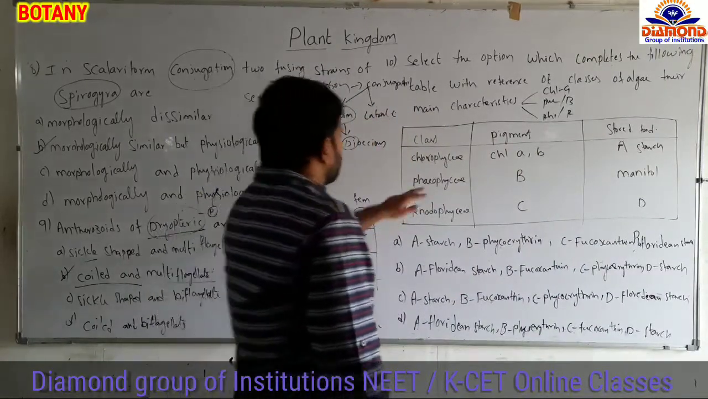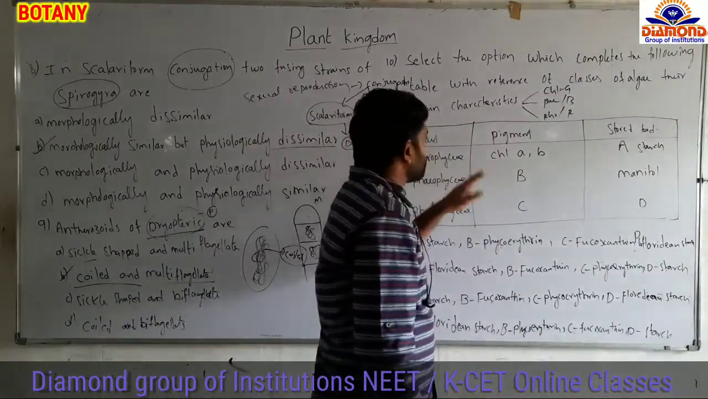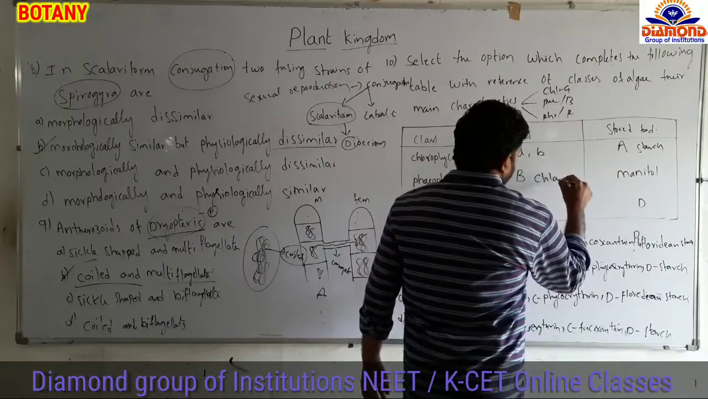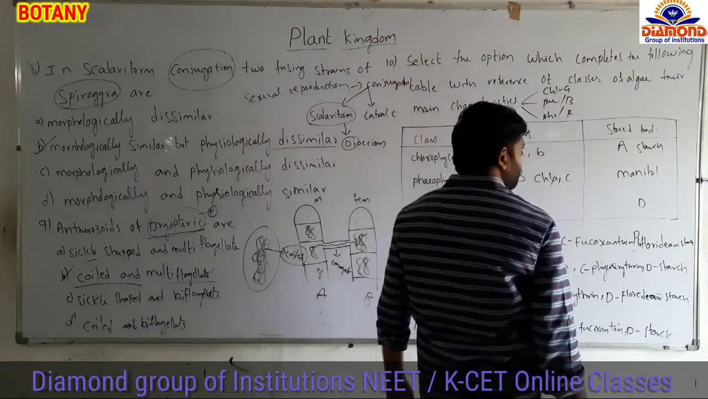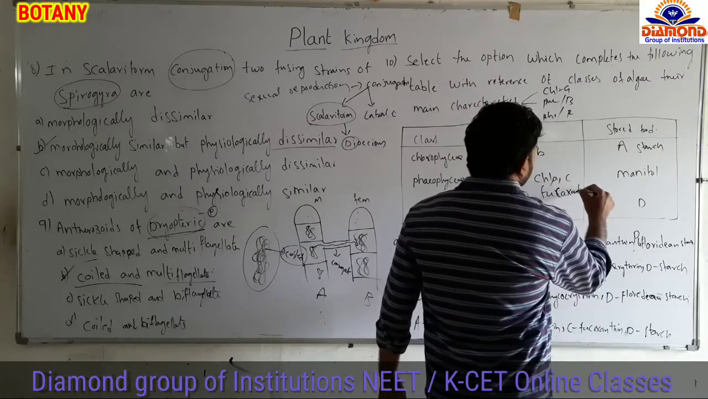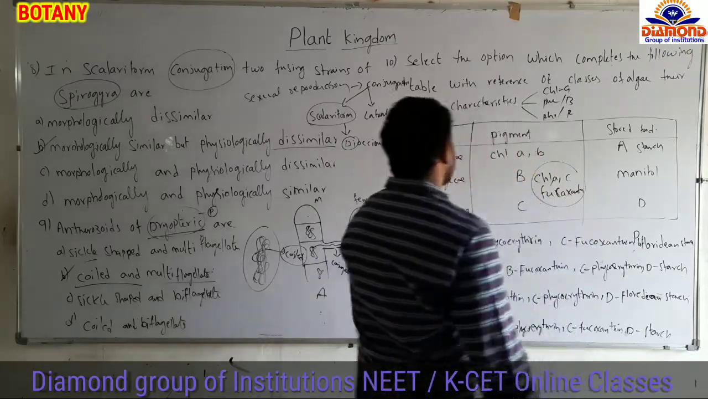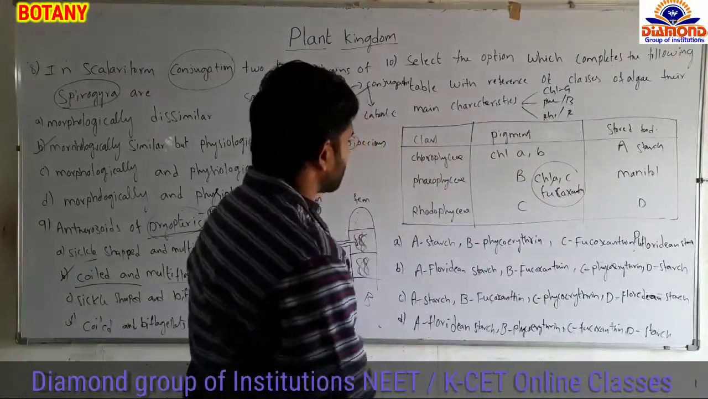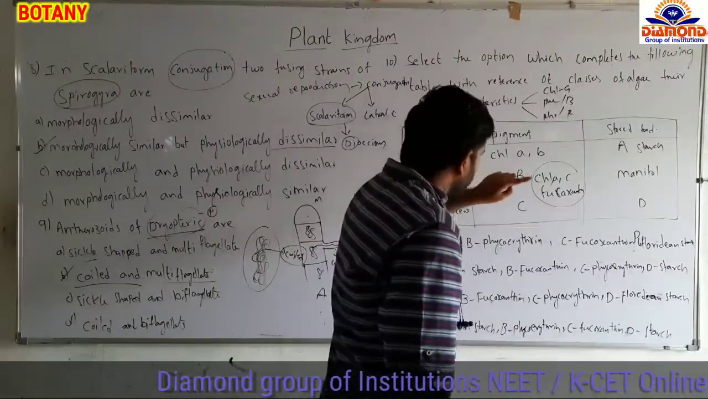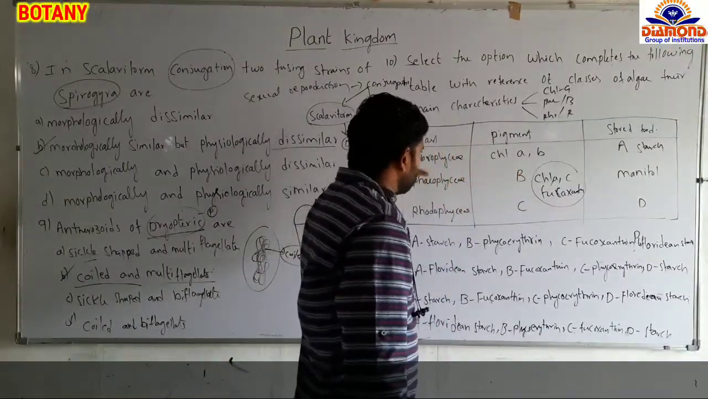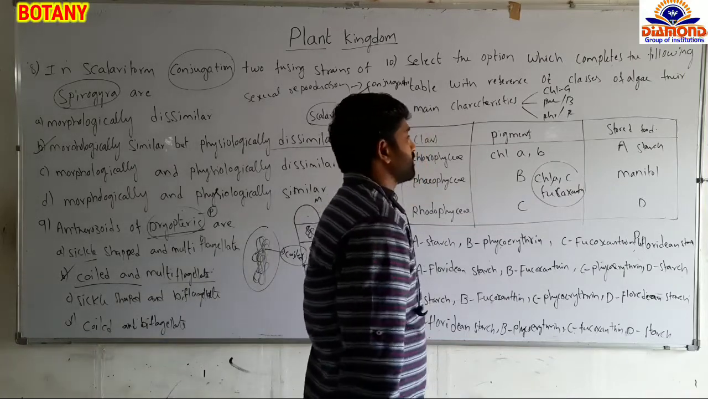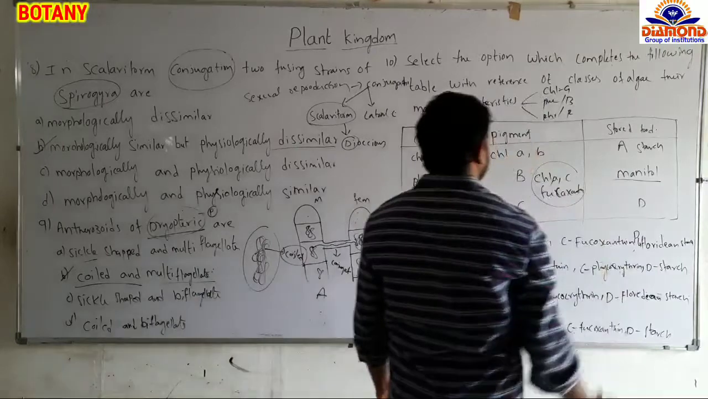And in Phaeophyceae, the pigments are chlorophyll A, chlorophyll C, and fucoxanthin. Fucoxanthin, chlorophyll A and chlorophyll C pigments are seen in brown algae, and the reserve food material is mannitol.